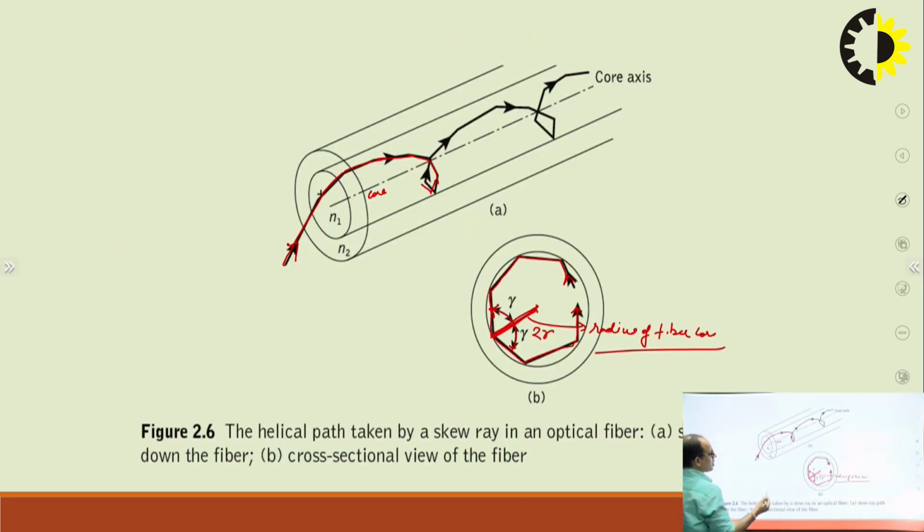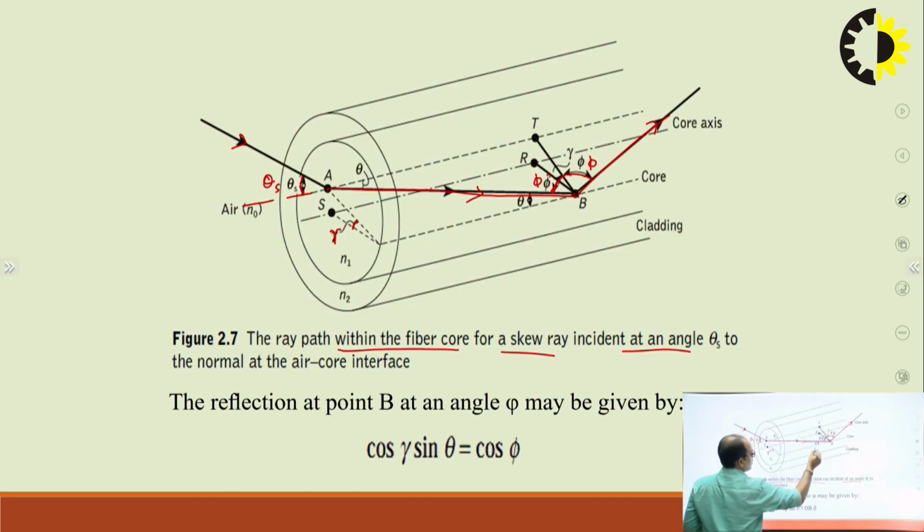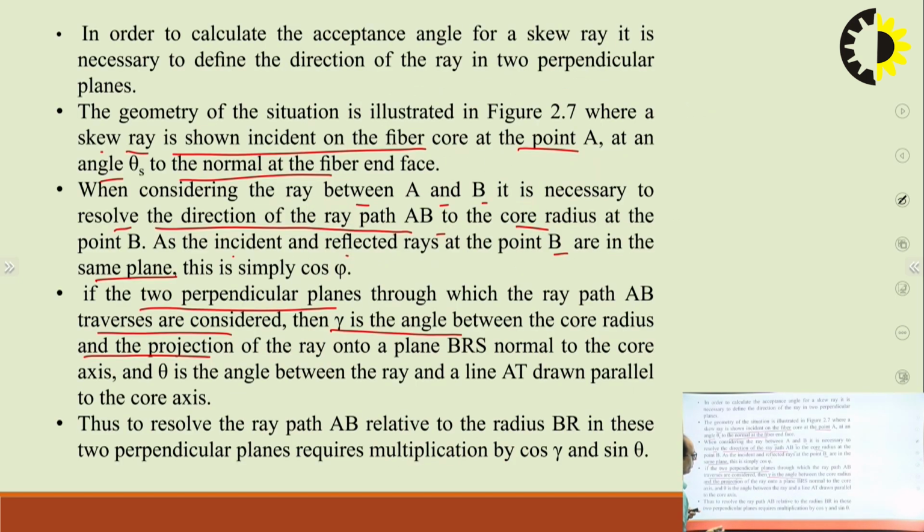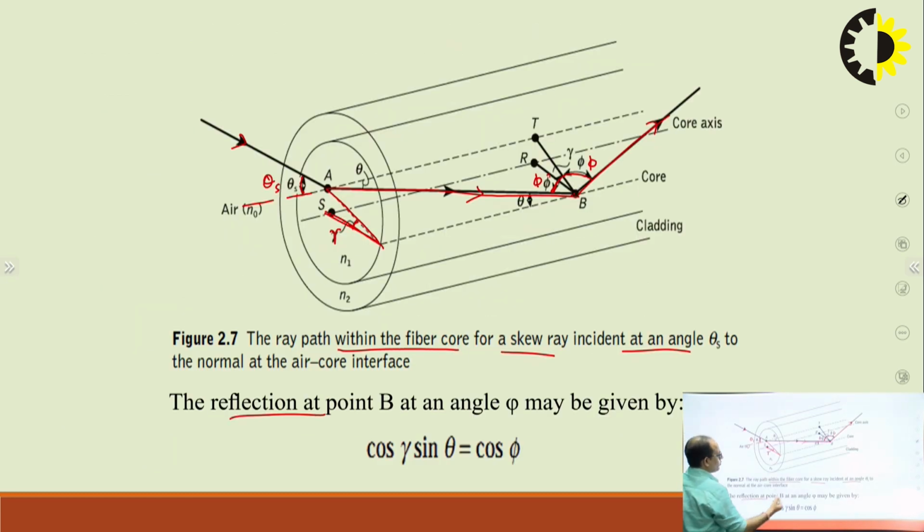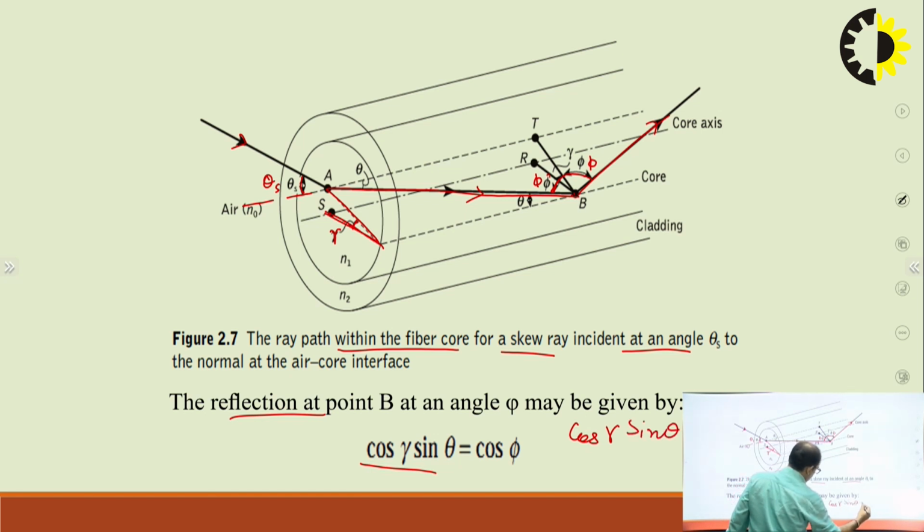Means gamma is the angle made between the projection and the radius of the core. This one is the radius and this one is the projection of this one here. Clear? And theta is the angle between the ray and the line AT. So you will see that the reflection at point B can be given as cos gamma multiplied by sin theta is equal to cos phi.